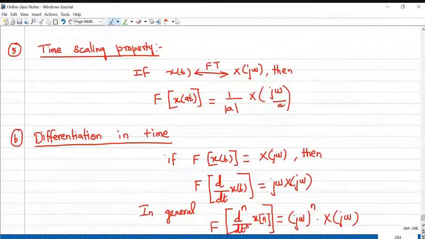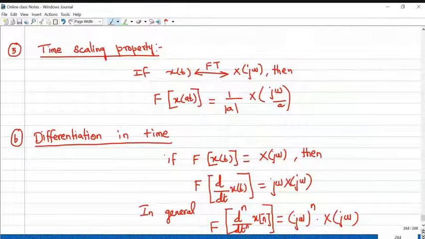Next one, time scaling property. So time scaling property says that if the Fourier transform of x of t is X of j omega, then the Fourier transform of x of at, if the signal is scaled by the factor a, the result would be equal to 1 divided by modulus a, X of j omega by a. So this is called the time scaling property.